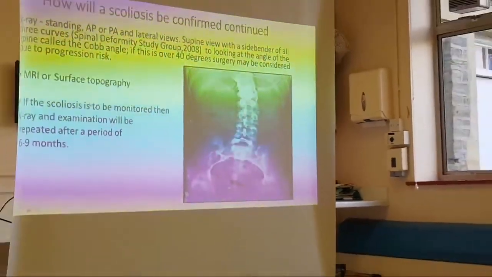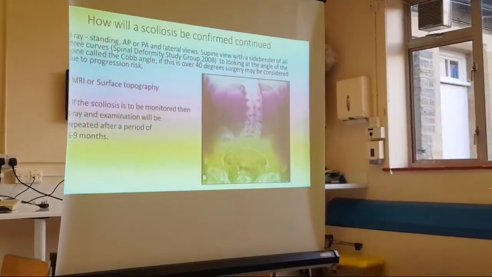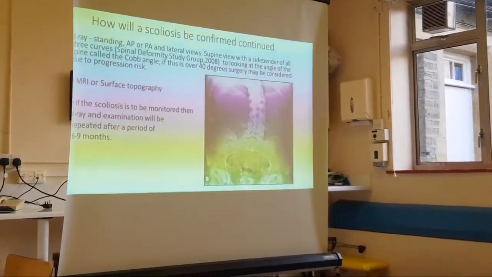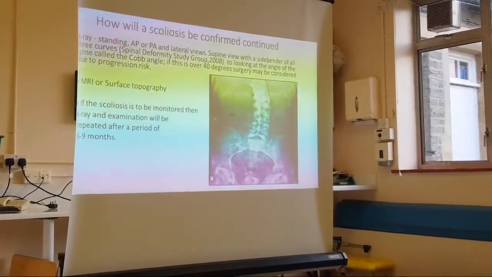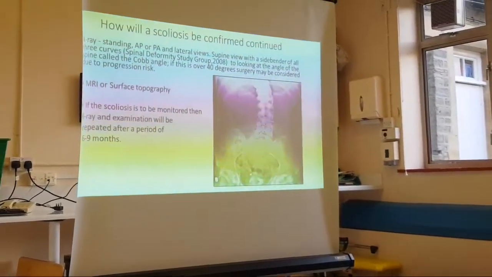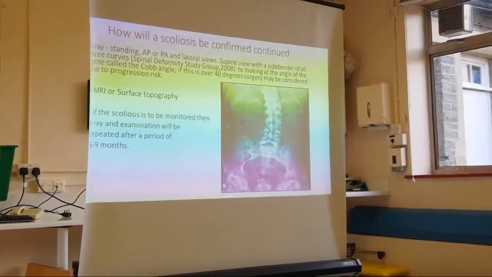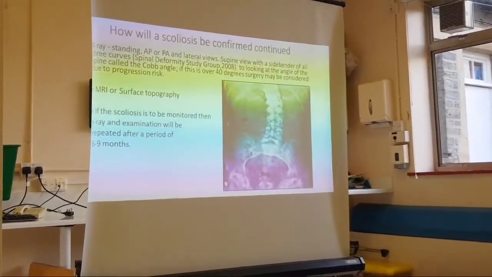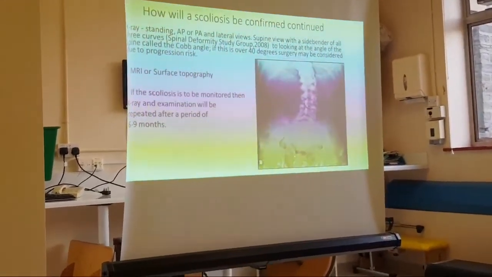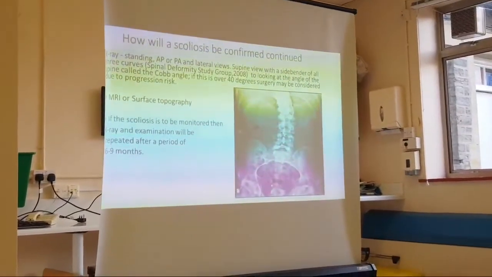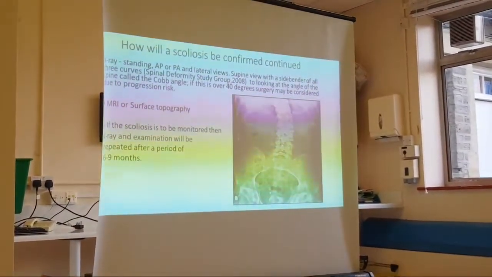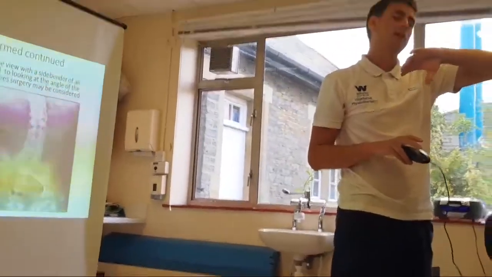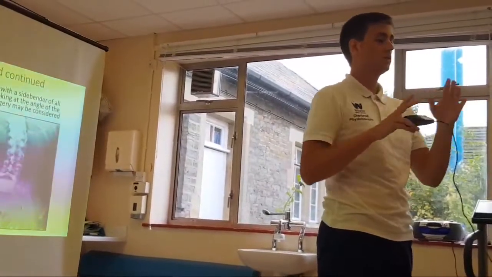So obviously we've got our Adams test that we can use quite simply, but now going to the more complex side, this will be done by the consultant rather than us, just so we have an awareness of it. X-rays wise, looking at standing AP, PA, and lateral views, supine views, with a side bender of all three curves. A side bender means you take the X-ray, then move the body as far as you can.